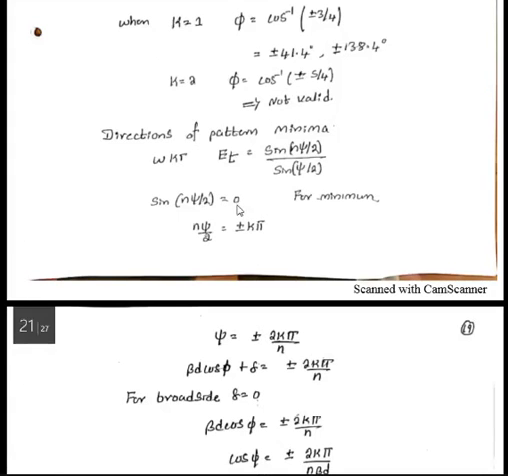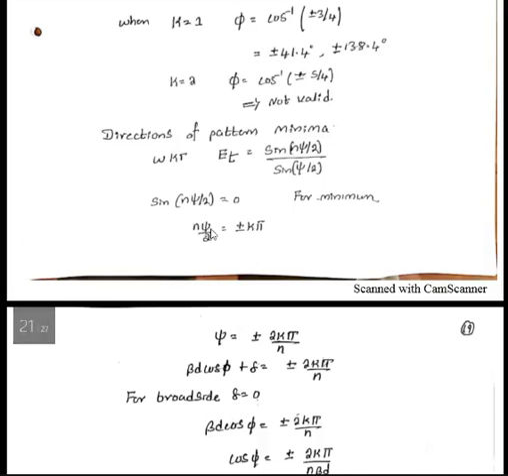Now let us find out the direction of pattern minima here. To find this particular direction of pattern minima, in the previous case we took sine of something is equal to 1. Now we have to take sine of something is equal to 0. So when exactly will the sine be 0? When it is a multiple of 180, we will have sine 0 at 0, 180, and 360.